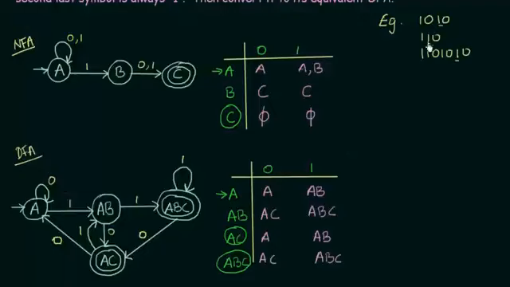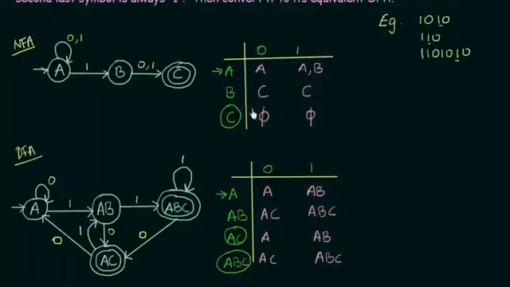Now let us check if these strings will be accepted by this DFA. So we know that it should be the strings that end with 1 as the second last symbol. So here 1 0 1 0. It comes to AC. That means AC is a final state, so it is accepted.